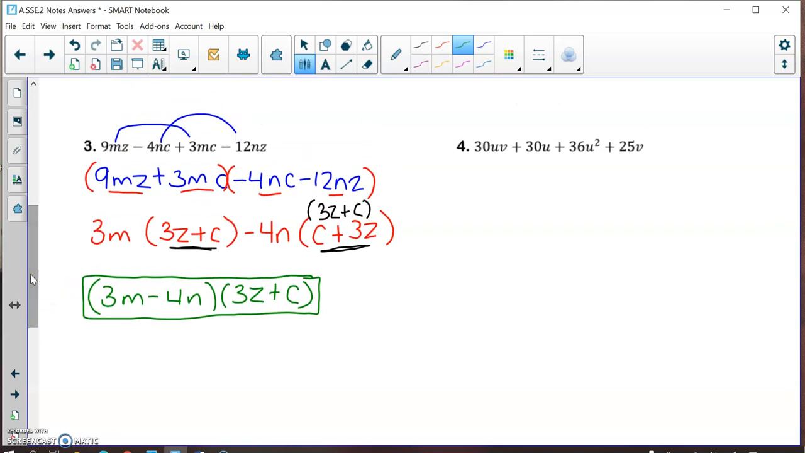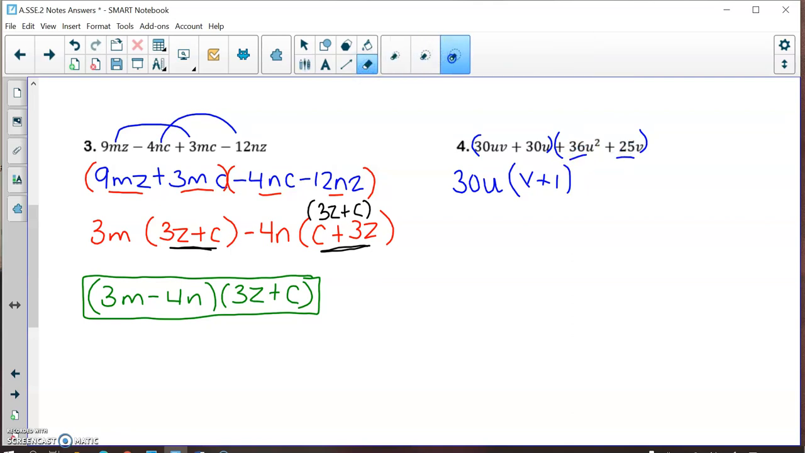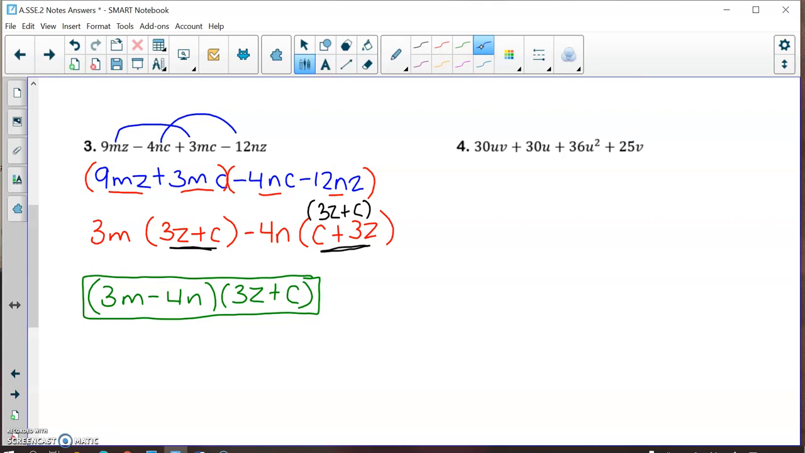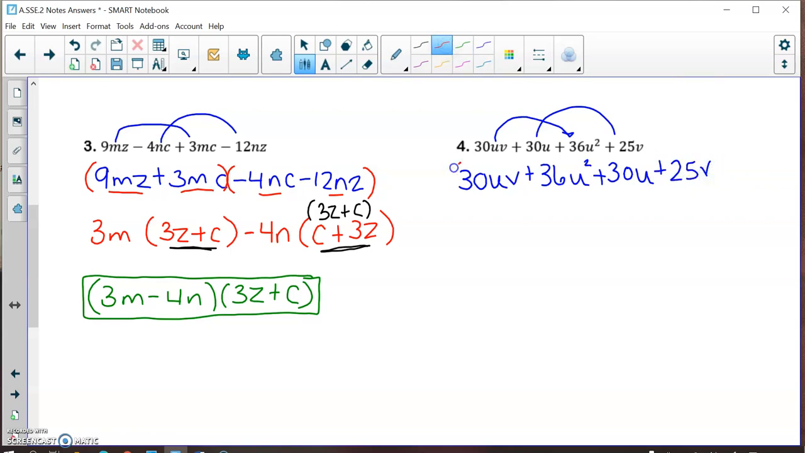Looking at number 4, if I jump straight into the grouping method here, I can factor something out of my first 2 terms, and I'd be left with a v plus a 1. However, out of my next 2, I can't factor anything out. So right now, as the polynomial stands, we would not be able to use the grouping method. But if we rearrange our terms, we might be able to. Let's pair the 30uv with the 36u squared. So let me rewrite this problem. And then I'm going to pair the plus 30u with the 25v. All right, let's get started.